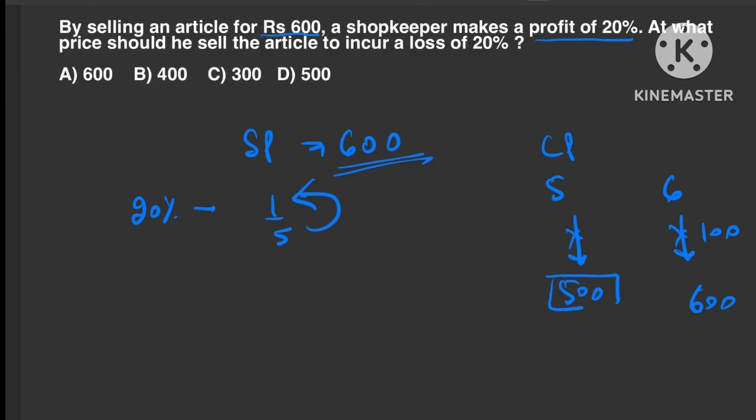Now there is a loss of 20%. So 20% loss on 500. So what will be your answer? 4 by 5. So 400.